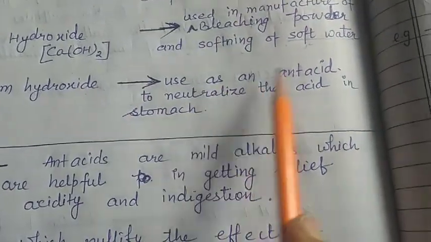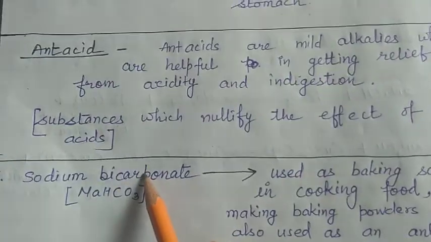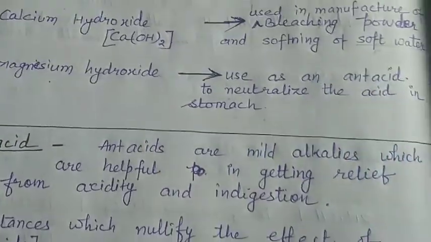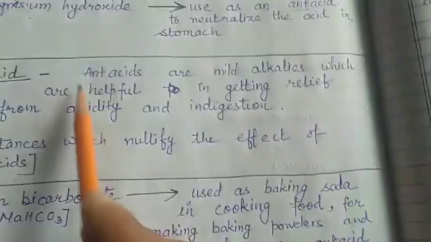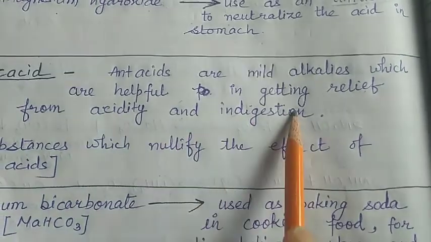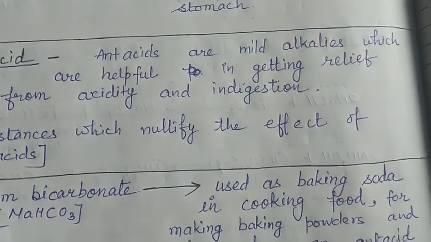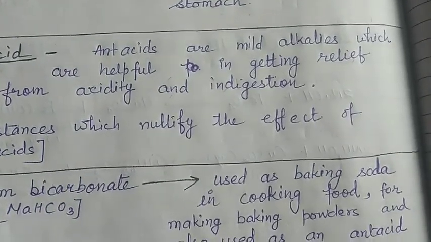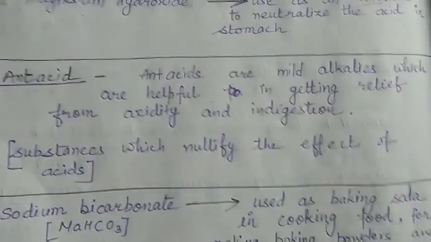Magnesium hydroxide is used as an antacid to neutralize the acids in the stomach. Sodium bicarbonate is also used as an antacid. Now what are antacids? As the name suggests, they oppose the reaction of acid. Antacids are mild alkalis which are helpful in getting relief from acidity and indigestion. In our stomach there is an acid, which helps in the digestion process. But after eating certain things and after some processes, if that acid is produced in a larger amount, we call it in natural terms acidity in the stomach.